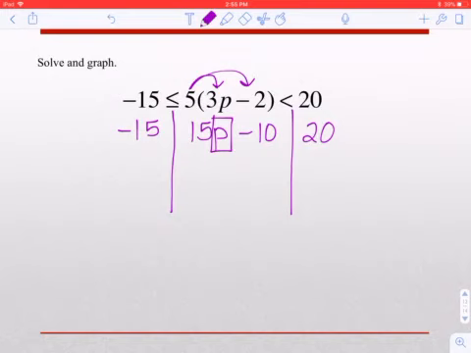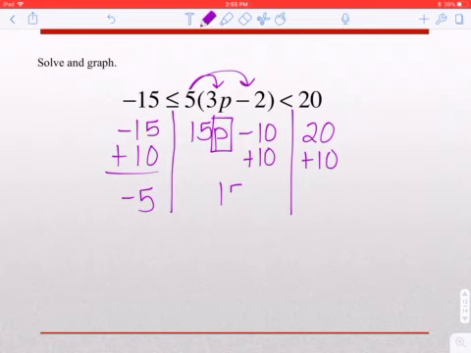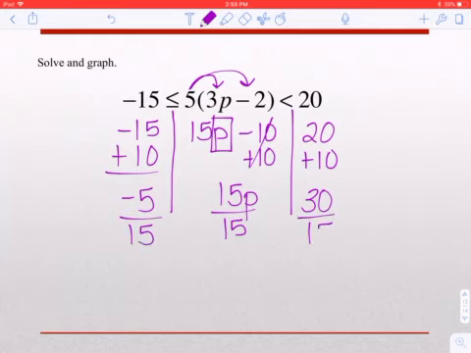For example, to move the -10, the opposite is to add 10. If I add 10 in the middle, I have to add it both to the right and to the left. This becomes -5 on the left, 15p in the middle, and 30 on the right. Now all I have left to do is to divide by 15. If I divide by 15 in the middle, I have to divide by 15 on both of the outsides. When I do this, I get -1/3, p in the middle, and 2 on the outside. Now all you have to do is bring down your inequality signs.